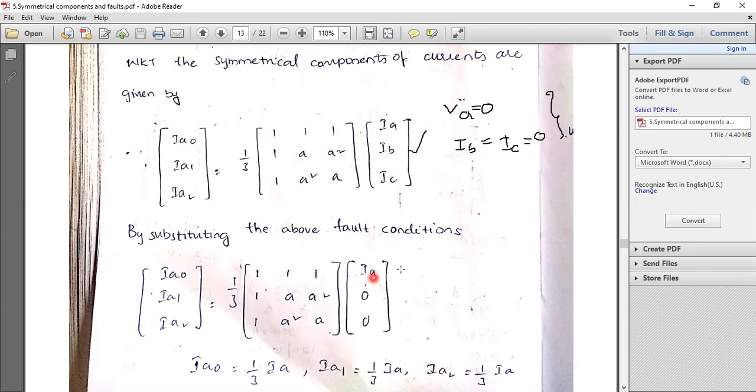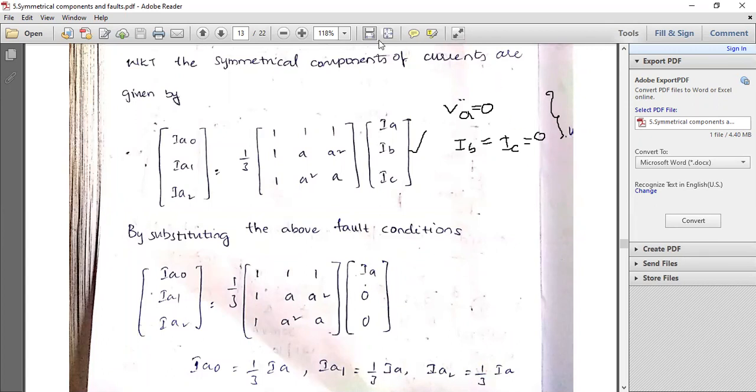Already we know that IB and IC are equal to 0. So if we substitute this fault condition in this equation, IA0, IA1, IA2 is equal to 1 by 3 multiplied by the vector A multiplied by IA, IB, IC, where I have just substituted IB equal to IC equal to 0. So IA0 is equal to 1 by 3 into IA, IA1 is equal to 1 by 3 into IA, and similarly IA2 is also equal to 1 by 3 into IA.